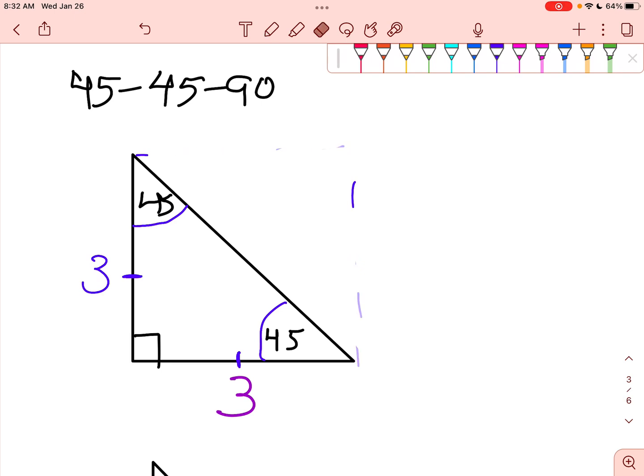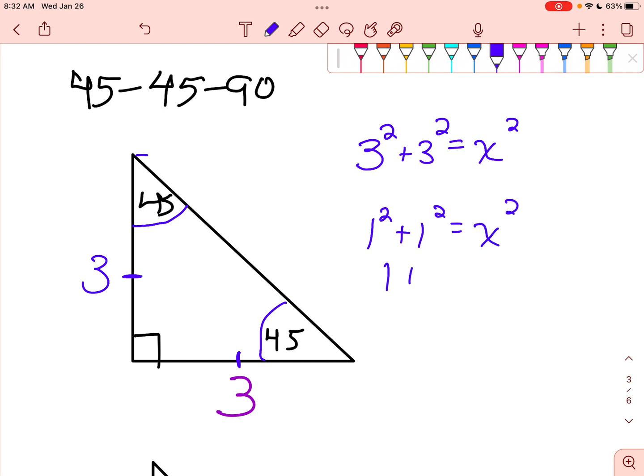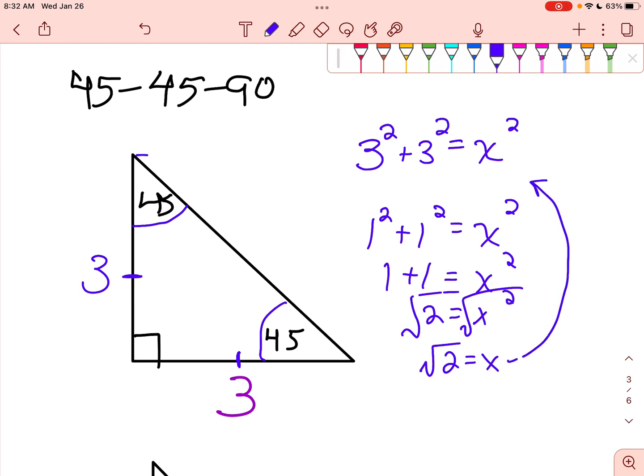Going back to the Pythagorean Theorem, let's set this up and find my hypotenuse. 3 squared plus 3 squared is equal to my hypotenuse squared. I would never do this problem. Let's reduce it: 1 squared plus 1 squared is equal to x squared. 1 plus 1 equals x squared, so 2 equals x squared. Take the square root, reject the negative. So the square root of 2 is equal to x. Go back and multiply by 3, and my answer is 3 root 2.